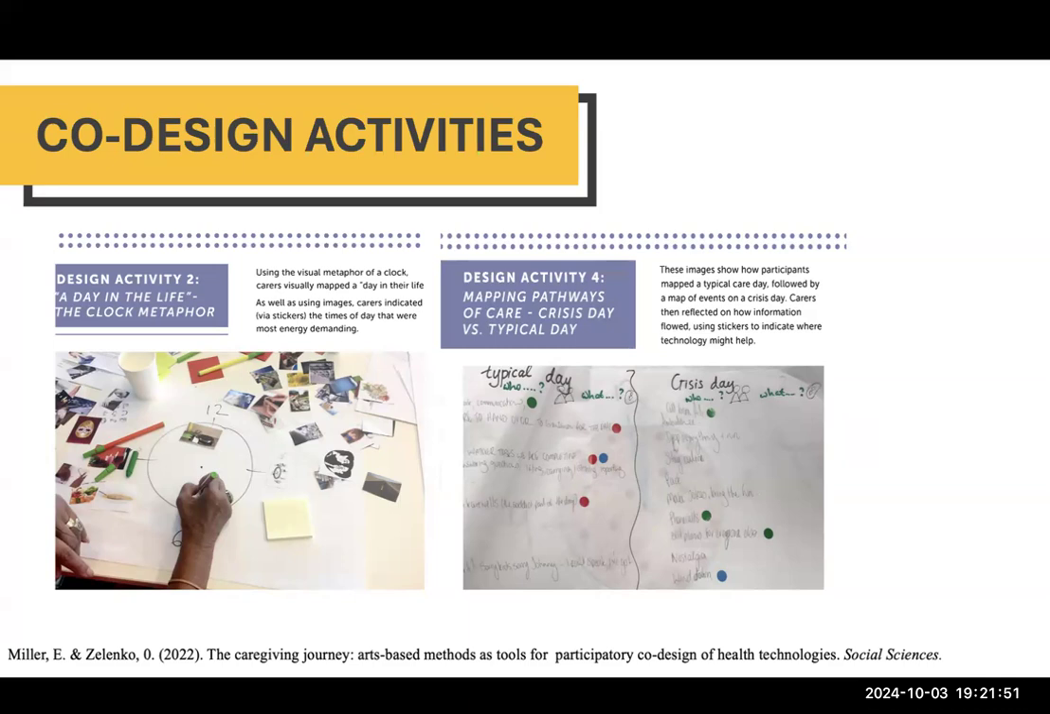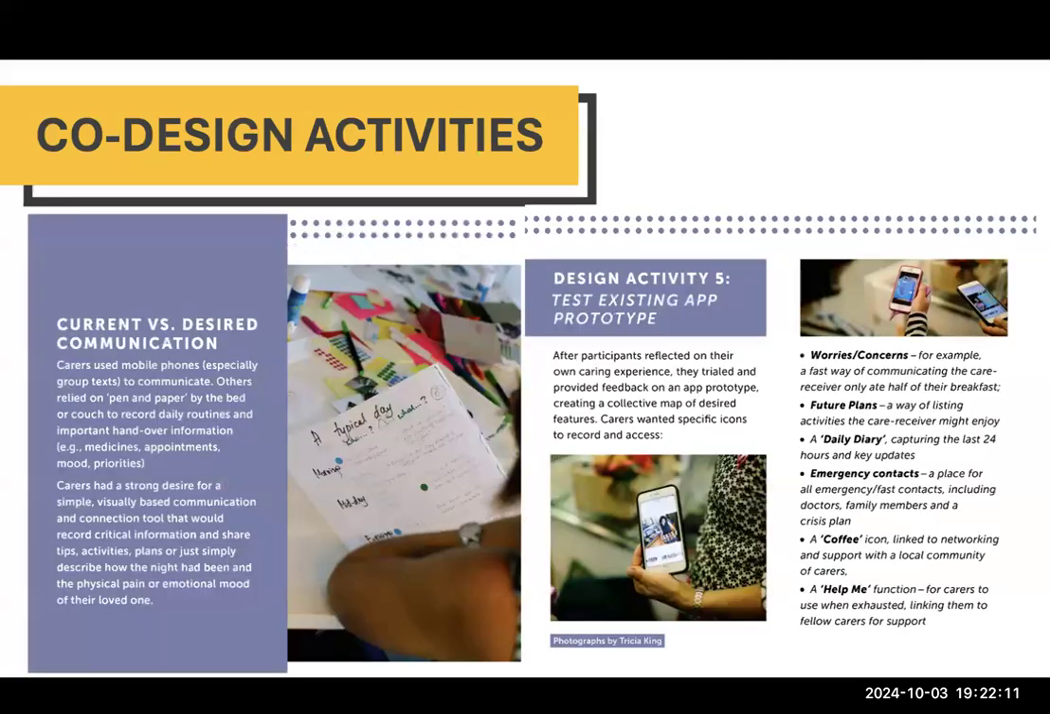And then to map out, with stickers, the times of the day that were most energy demanding, and then to talk about what happened on a typical day and then a crisis day, and talk about how information technology, in particular an app, might be able to help at different points. So we got them to use these stickers to mark out where an app might help. We also asked them to think about how they currently communicate and how they'd like to communicate.